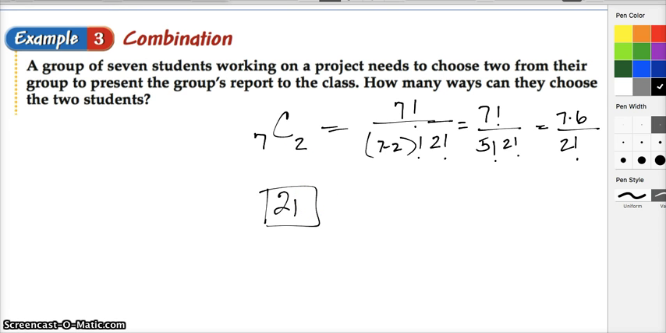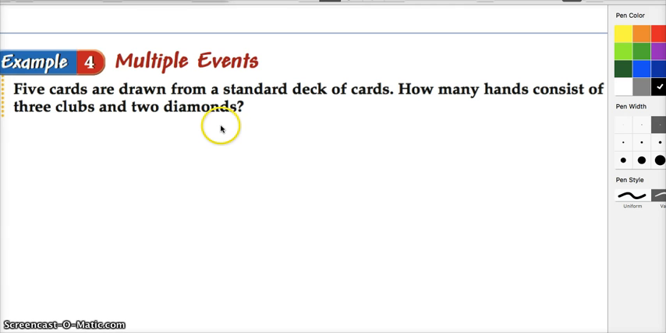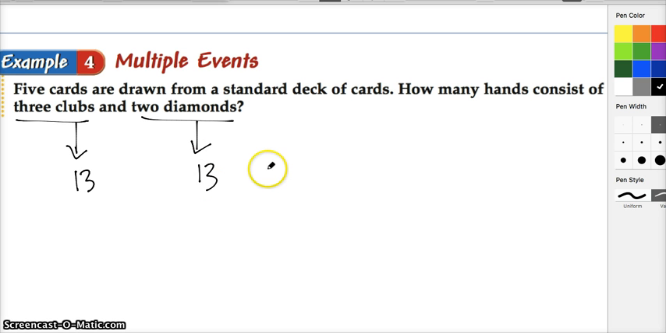So in this problem, example 4, this is going to be multiple events. So we're going to be looking at it in terms of the fundamental counting theorem that we talked about last time. 5 cards are drawn from a deck of cards. How many hands consist of 3 clubs and 2 diamonds? So what we need to think about is how many clubs are there and how many diamonds are there in a deck of cards. And if you're not familiar with a deck of cards, I will tell you. There are 13 clubs and there are 13 diamonds. There's 13 of all 4 suits.